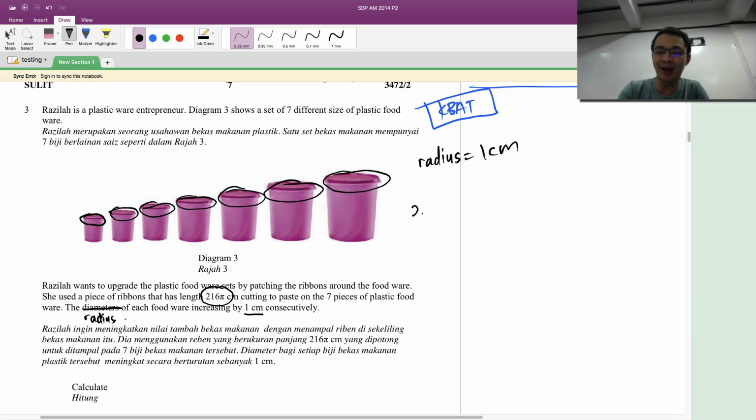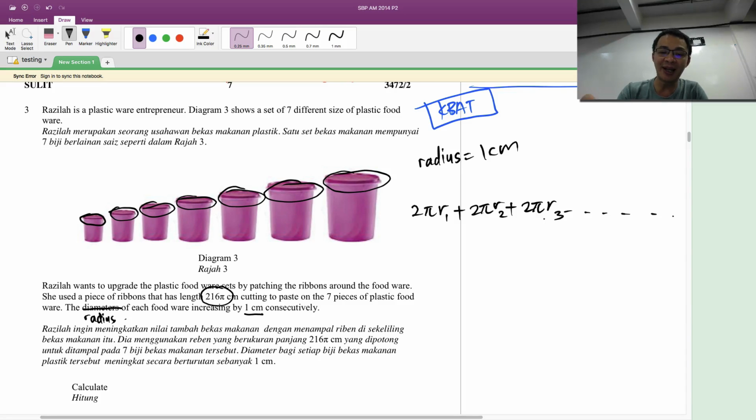I have so many 2 pi R here. I have 7 of 2 pi R here, because my ribbon sums up to become 216 pi, right? So I have so many 2 pi R until the 7th 2 pi R. But of course, every R is not the same, right? So if you write like this, I would say R1, R2, R3, because all the radii are not the same.